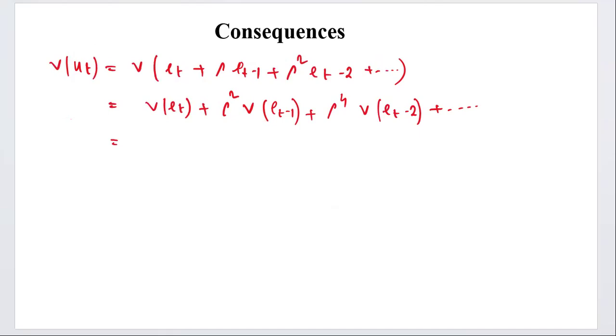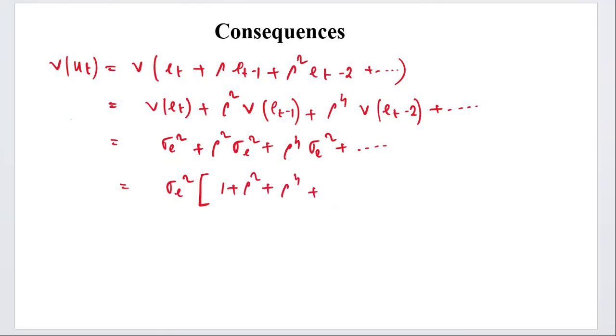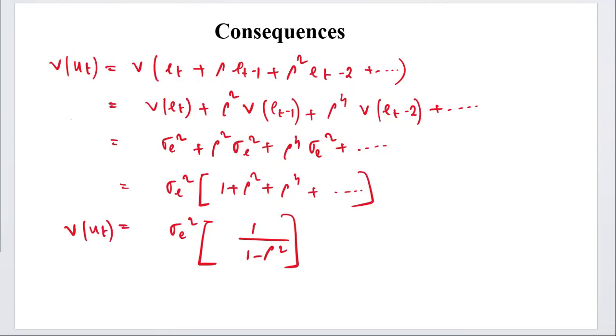U_t we don't know, but e_t is homoscedastic, so this will be simply sigma_e squared. This is a constant. Then rho squared sigma_e squared, rho to the power 4 sigma_e squared, and so on and so forth. And then what you can do, you can take this out: 1 plus rho squared plus rho to the power 4, and so on. Now this can be solved using a GP series formula, the infinite sum of a GP series. So it will be simply 1 by 1 minus rho squared, right? This will be what? We will get the variance of u_t. This is the variance of u_t.